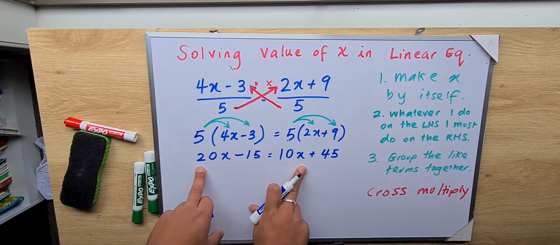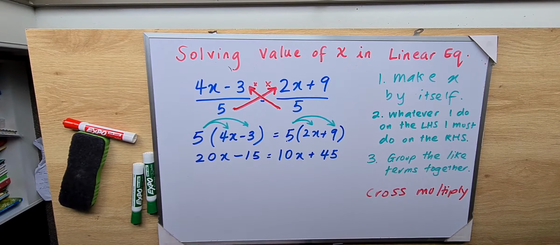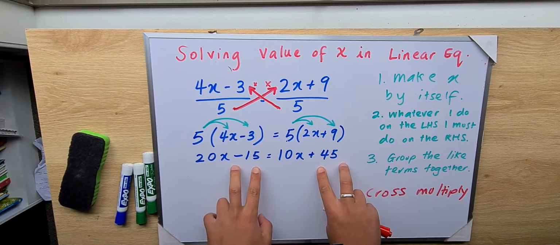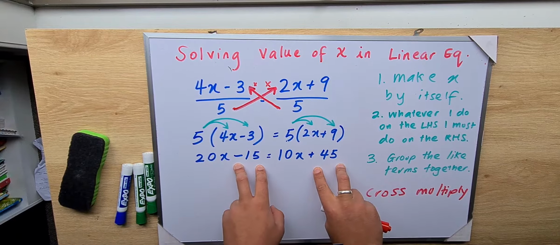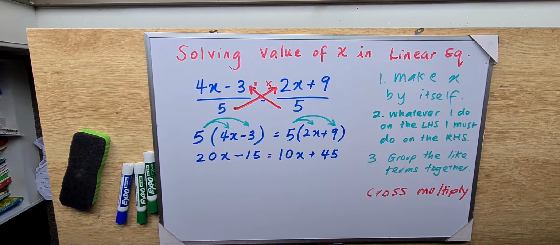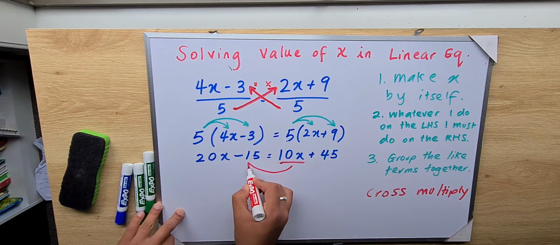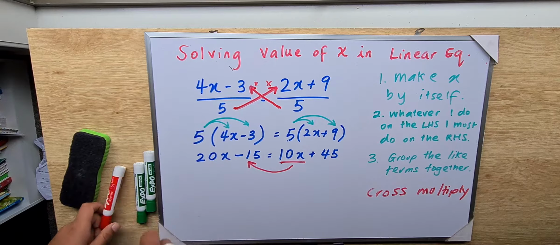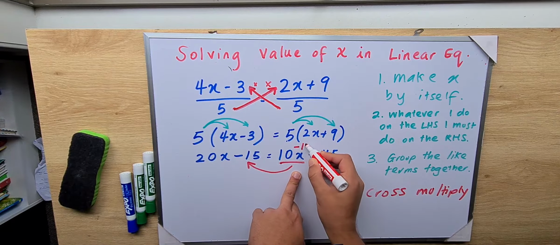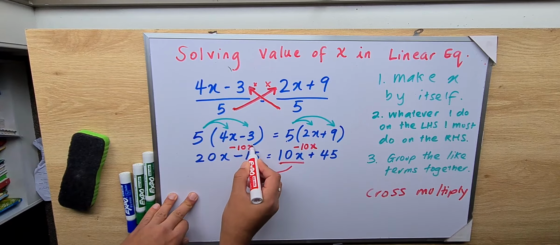So now this looks a bit more familiar. This is something I can work with now because I can identify the like terms, which are 20x and 10x. And I can identify another set of like terms, which is minus 15 and 45. So my job now is to group the like terms together. So I'm going to start with bringing 10x to this side. In order to do that, I need to cancel it off on the right hand side. So I'll subtract 10x, and I'll subtract 10x over here.